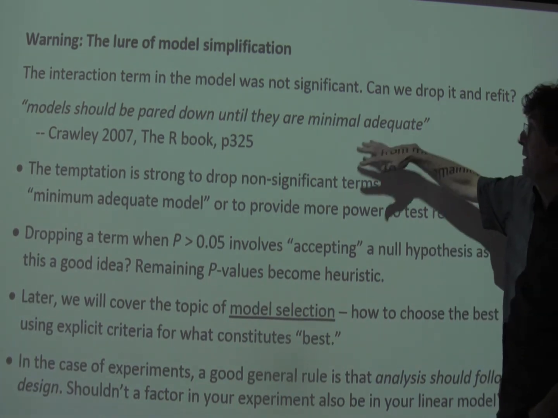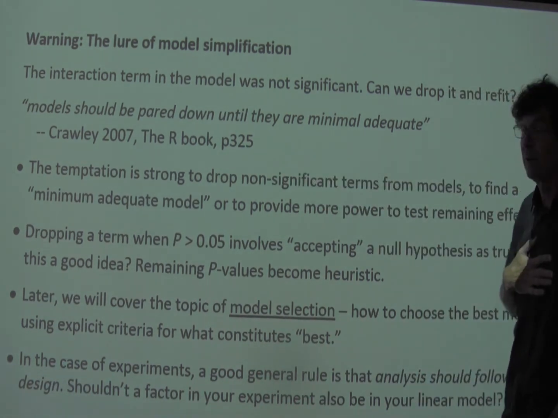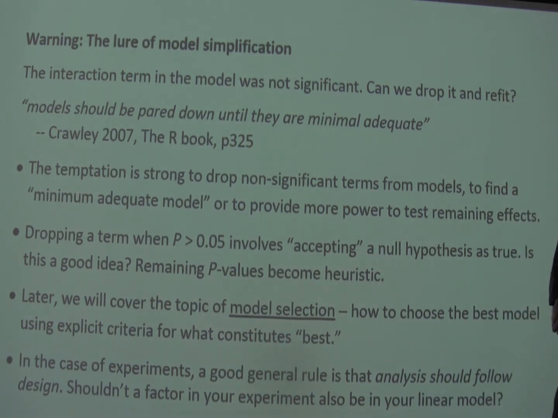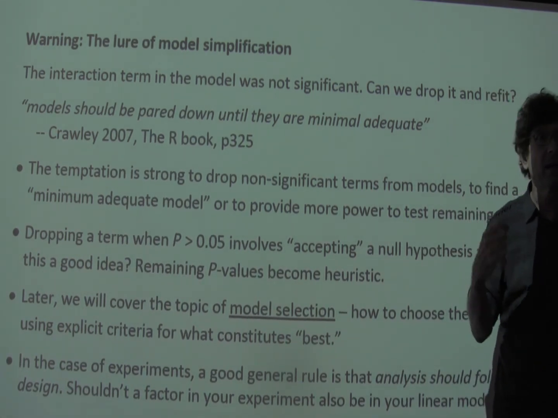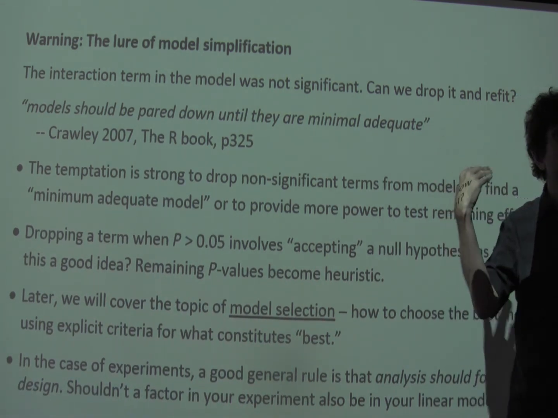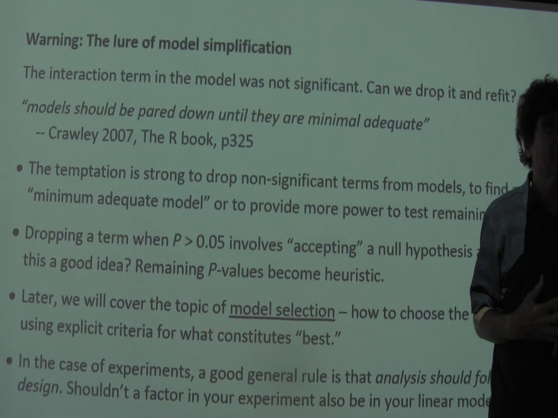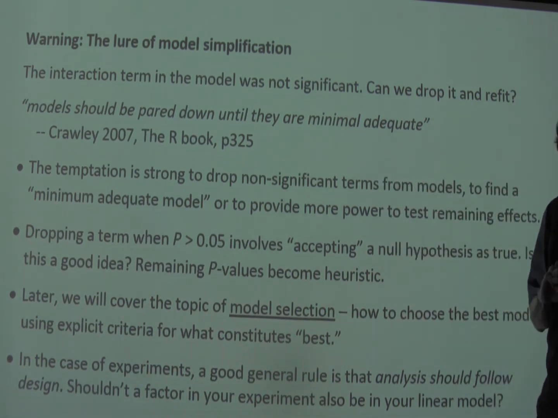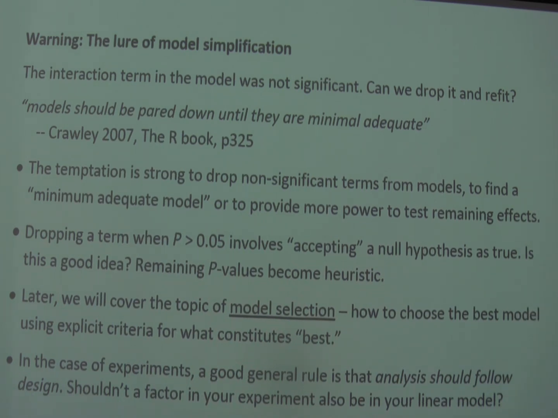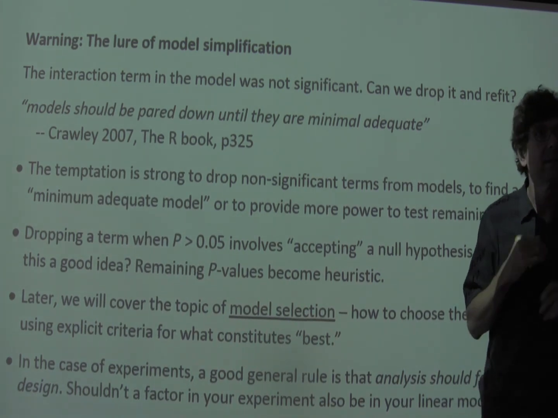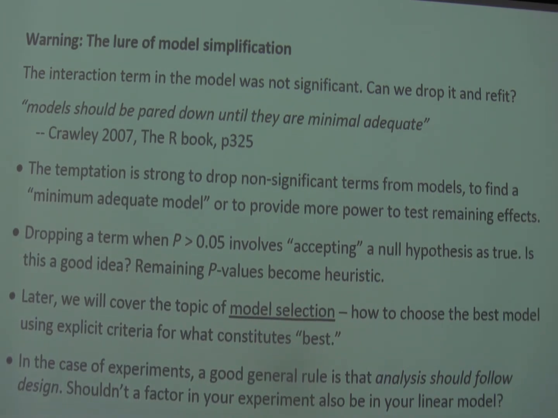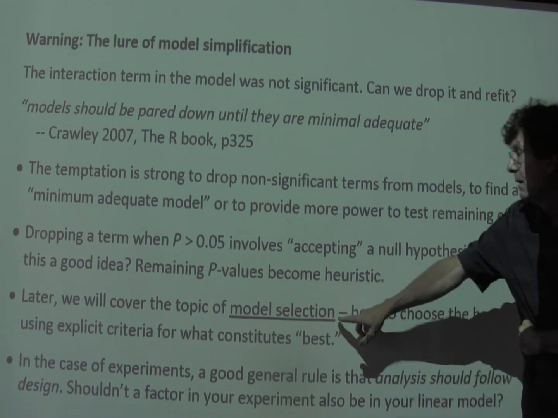It's one that's actually promoted by Crawley, the author of the R book. Models should be pared down until they are minimal adequate. So fit your data. If the interaction term is not significant, throw it out. Fit your data again. Any other term that's not significant, throw it out until you're left with your minimal adequate model. I want to discourage you from doing that. Maybe it's been the practice in your lab before, but there are much better ways of doing this now, and we'll talk about them later in the course in the section on model selection.